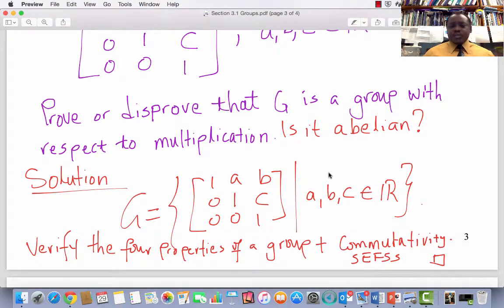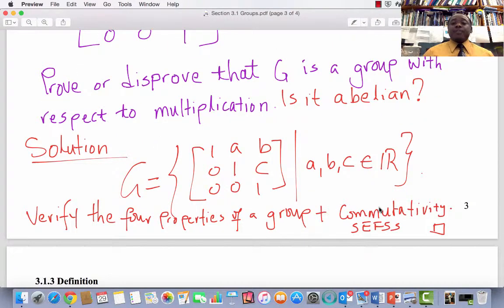Solution. The first thing you want to do is to define G a little bit more rigorously. So we define G as the set of all 3 by 3 matrices where the entries A, B, C are real numbers. Verify the 4 properties of a group and also verify commutativity. If it is not commutative, give a counterexample. And of course, our operation star here is multiplication. I will leave that as a simple exercise for serious students.